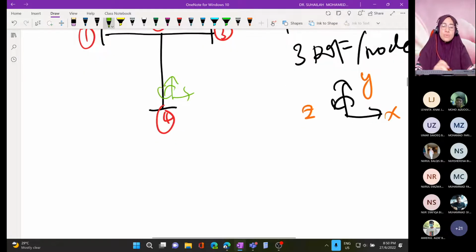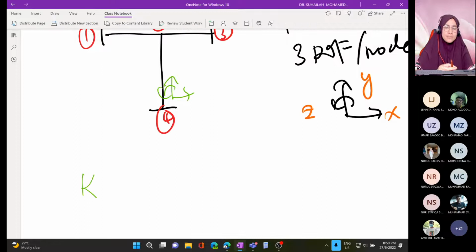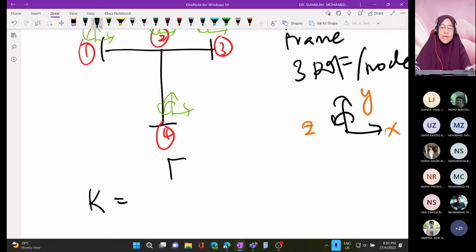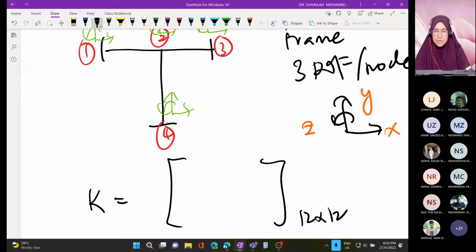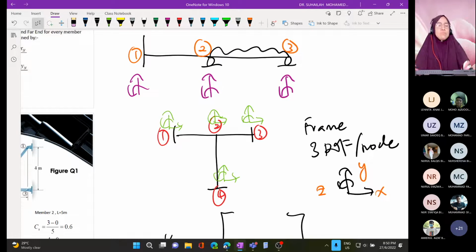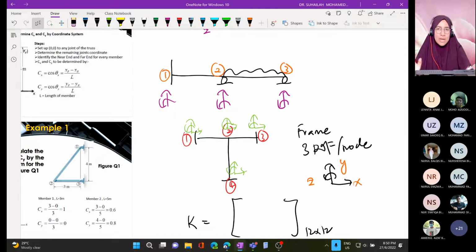So that means we will produce K for this frame. What we get is a 12 by 12 matrix. So that's the difference between the degrees of freedom, because the procedure is basically the same. So we have to understand the difference. Even though they are discussed in 3 main topics in the textbook, actually it is the same thing.